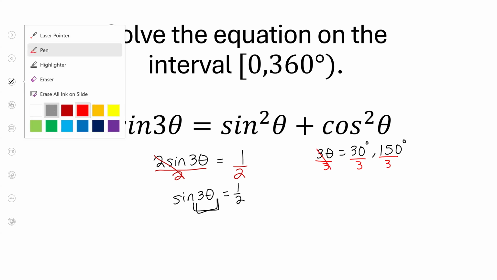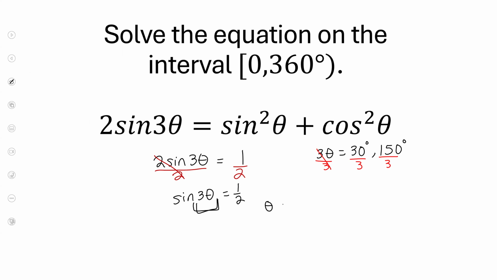So I know that theta is 30 divided by 3, which is 10 degrees, and 150 divided by 3 is 50 degrees. All right, so guys, just look real quick. If I plug 10 degrees into my problem, 3 times 10 is 30. Sine of 30 degrees is 1/2. If I plug 50 degrees into my problem, I'll get 150. Sine at 150 is also 1/2. You guys see how that worked?